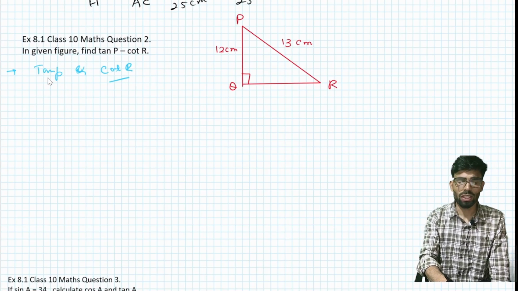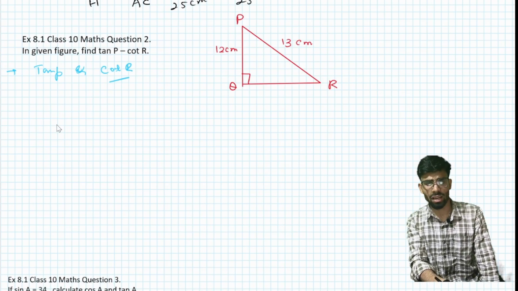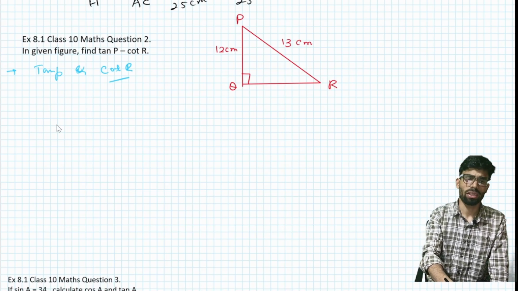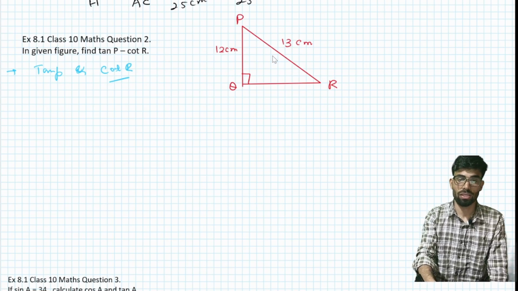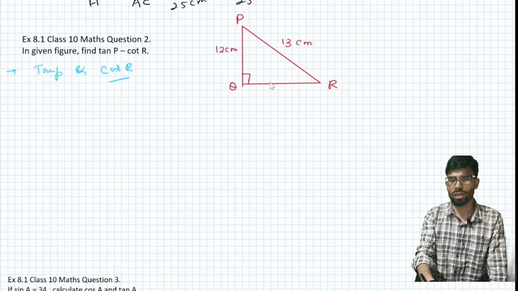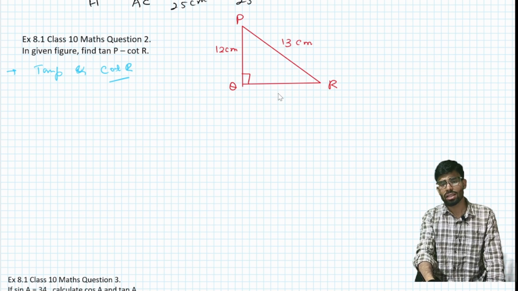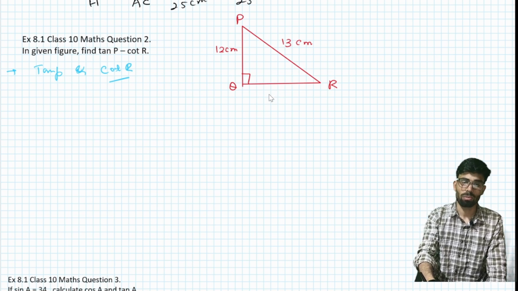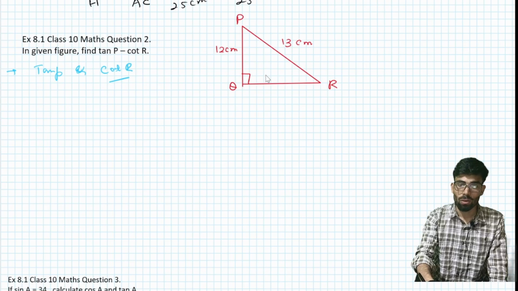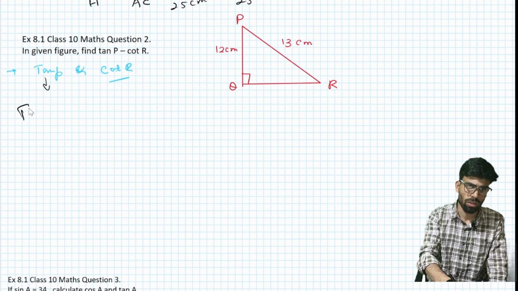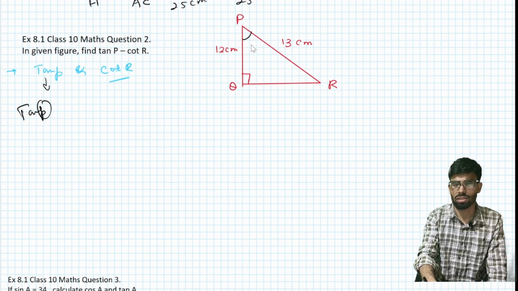So for tan P, as we have studied about trigonometric ratios, tan is equal to perpendicular upon base. You can see here hypotenuse is given and this side is also given. The side QR has not been given, so that means we have to determine QR first in order to deduce tan P. The angle of interest here is angle P.